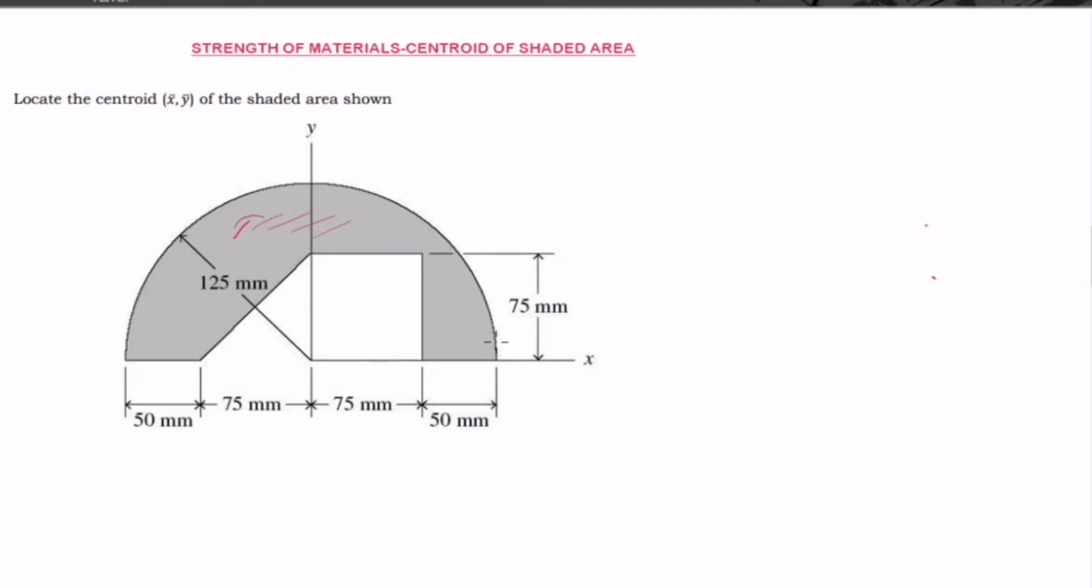First, what you must do now is identify the number of geometric shapes that we have. This is 1, we have a semicircle. If you trace this to the side, we have what? A triangle, which is 2. And we have a square, which is 3.